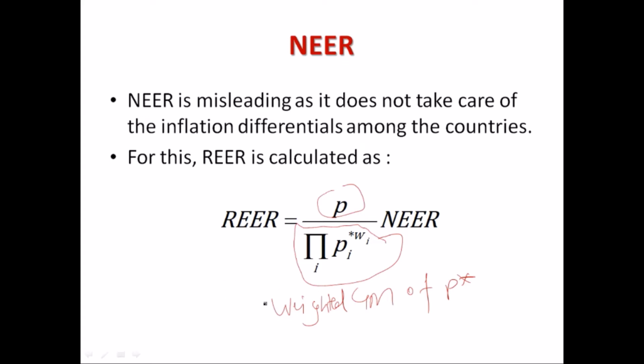So the REER can also be calculated as simply the geometric average of the bilateral real exchange rate. The weights are given by the export weights or trading weights. This bilateral real exchange rate is simply the exchange rate that we calculated above. This is the real exchange rate between two countries. I mean, this is the nominal exchange rate between two countries adjusted for inflation differentials.